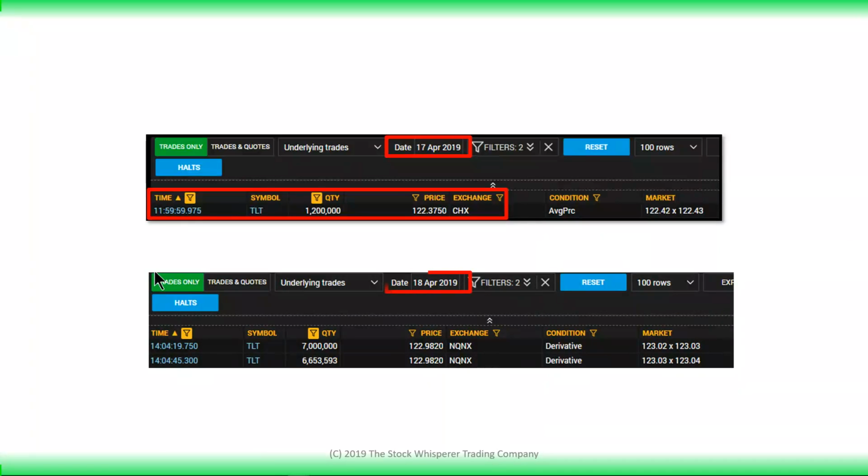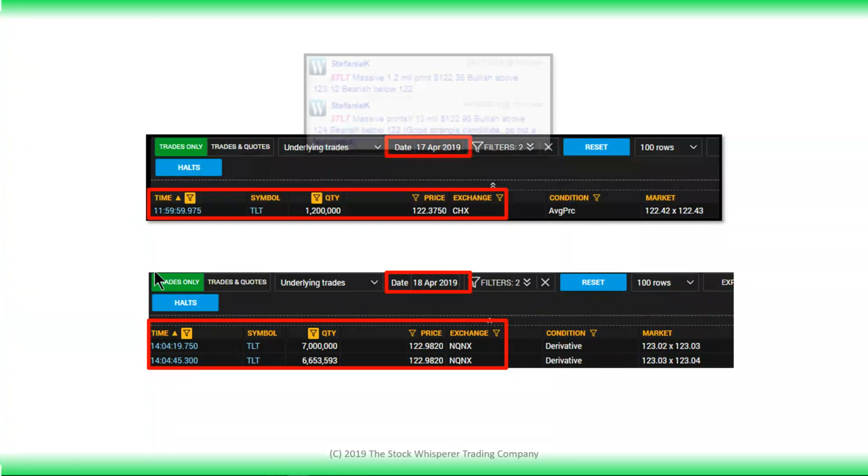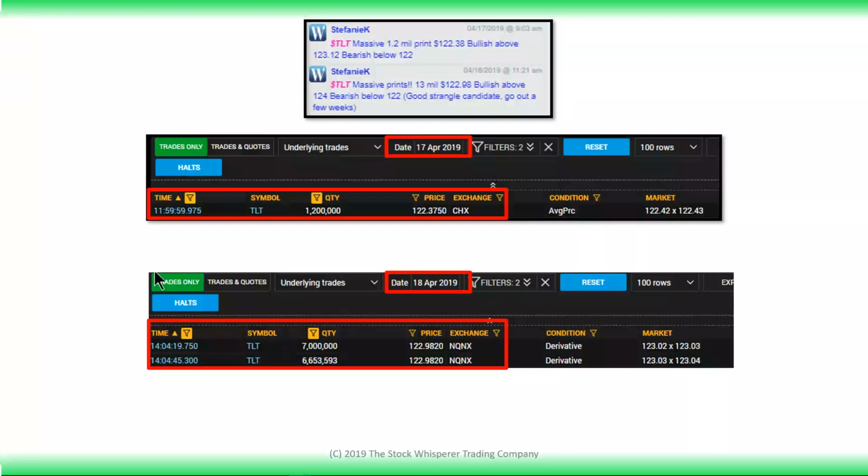The next day, though, I've never seen prints this big ever on TLT. We got a 7 million print at 2 o'clock Eastern, right in the middle of the day, at 122.98. That's a massive, massive print. See what I posted on the darkpool app? When I put "massive" with 2 exclamation points, the next day I put "good strangle candidate, go out a few weeks." I tried to give you a heads up.